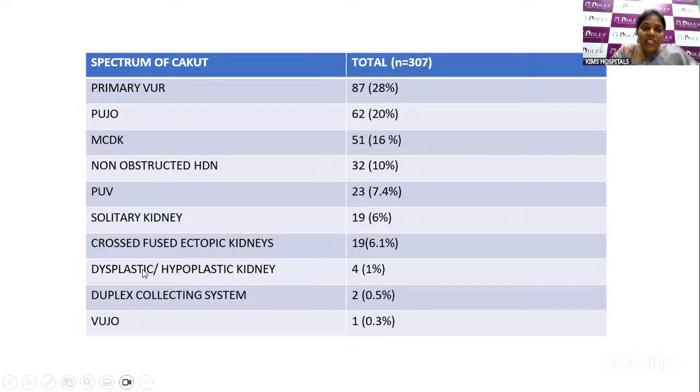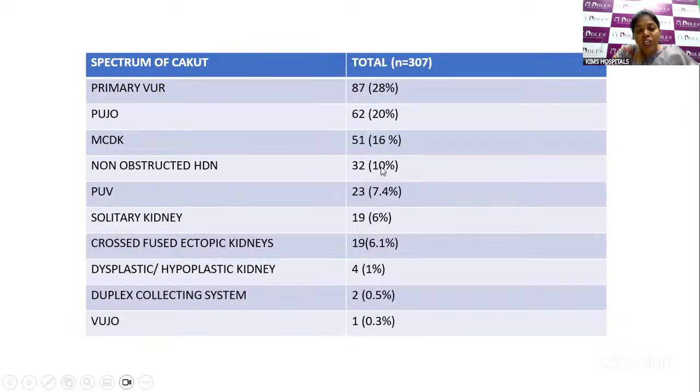The most common form of CAKUT in Indian children is primary VUR, which is around 28%. Obstructive pathology like PUJO occurs in 20%. The next most common is multicystic dysplastic kidney, MCDK, in 16% of the cases, and non-obstructing hydronephrosis in 10% of the cases.